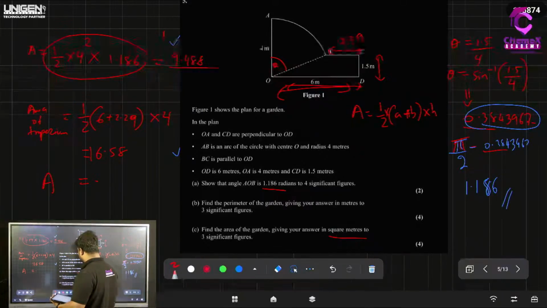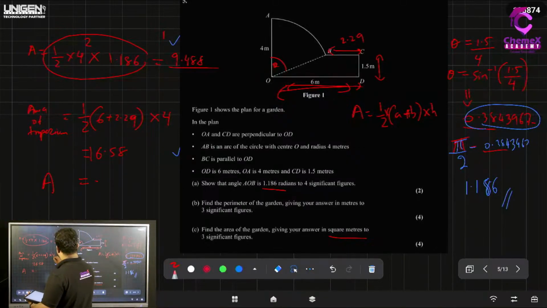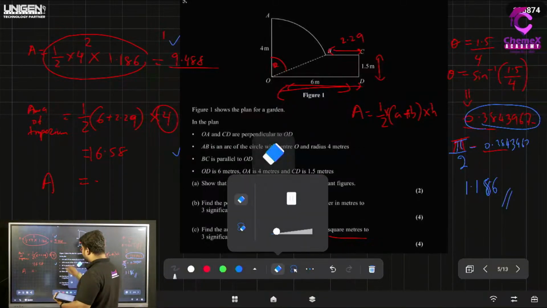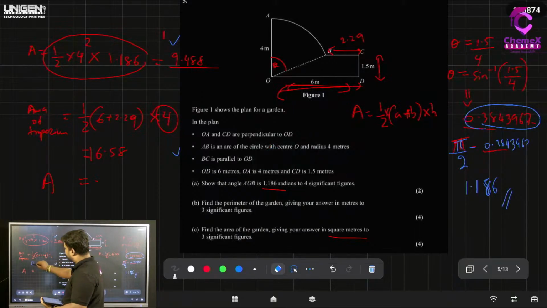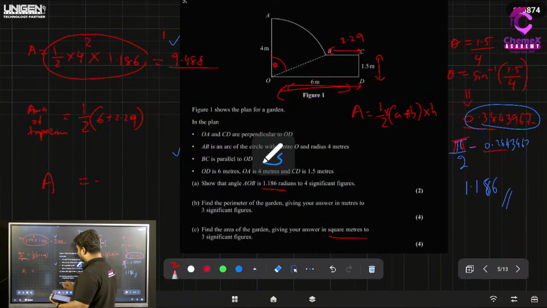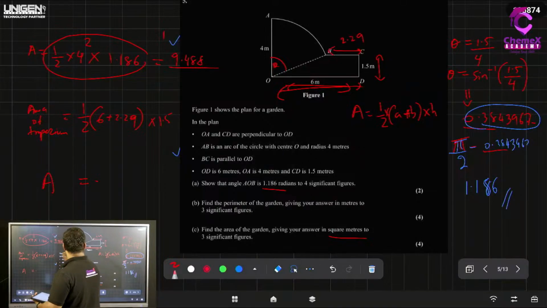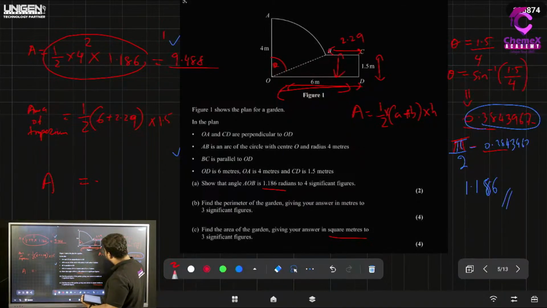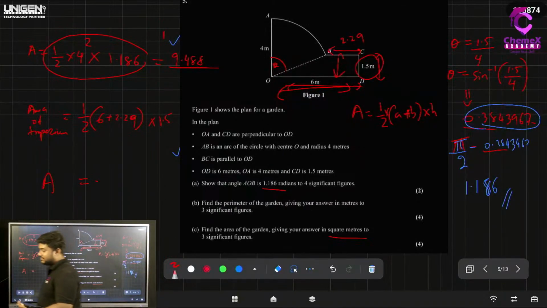I made a mistake. Why? How is it 4? Tell me, how is it 4? Into 1.5. It's the gap between the two parallel sides, you know? Do you understand or no? Yes, sir. So what's the value?